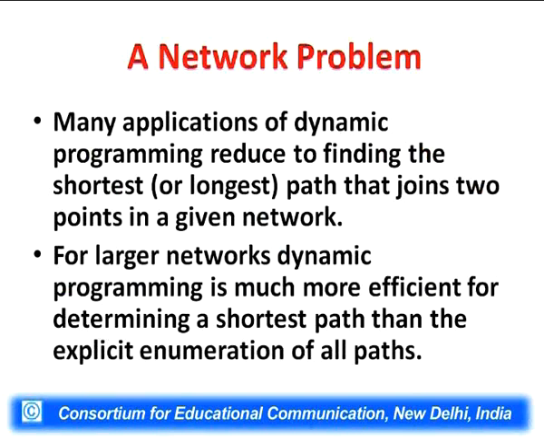There is a network and we want to find out maybe the shortest path and sometimes the longest path. Maybe we want a route from one place to another place, going through different points in the route, so that we cover the shortest distance. For larger networks, dynamic programming is much more efficient for determining a shortest path than the explicit enumeration of all paths.